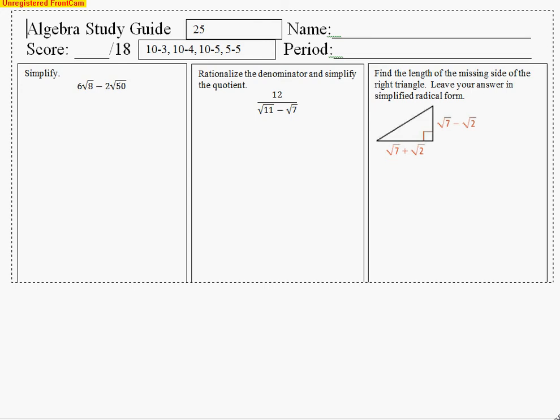This is the solution for the study guide for quiz number 25, sections 3, 4, and 5 from chapter 10, and section 5 from chapter 5. So let's take a look at our first problem here.